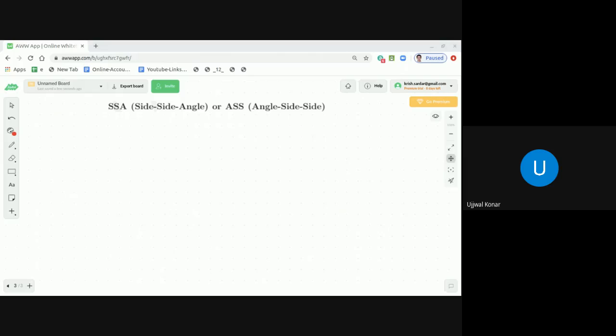And what is that additional information? The measurement of the angle under consideration. Whatever angle we are taking, dear students, it is very important to take its measurement. If the angle under consideration is less than 90 degrees, then the SSA or ASS rule will not be able to prove the congruency of two triangles. How? Let me show you, and let us discuss this in detail.